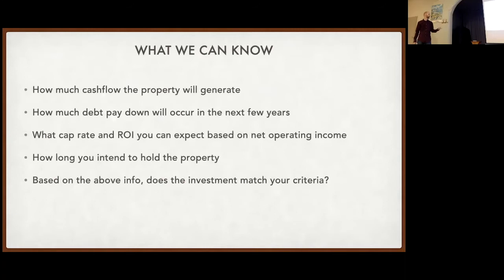Things we can know: how much cash flow a property is going to generate. Obviously, we can figure out what the purchase price is going to be and what type of terms we're going to get on the mortgage. We're going to be able to figure out what your property tax, your insurance, and your basic costs of the property are going to be, which should allow you to figure out what type of cash flow you're going to see on the property. So that's something that we can figure out. How much debt pay down will occur in the next few years.